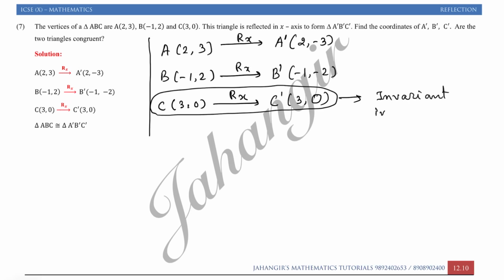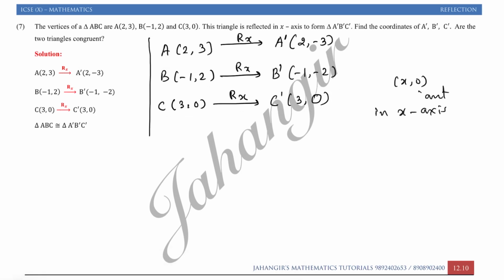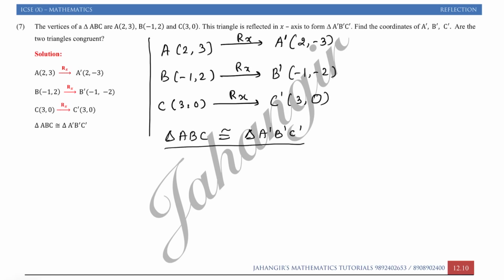Invariant in the x-axis. As we had already discussed, any point which is in the form (x, 0) is invariant in the x-axis. You don't have to write this, just an explanation. Now, are the triangles congruent? Of course, a reflected triangle is congruent because it has the same shape, same size, same sides and same angles. So we can say triangle ABC is congruent to triangle A dash B dash C dash. The length of the sides and the angles do not change when it is reflected.